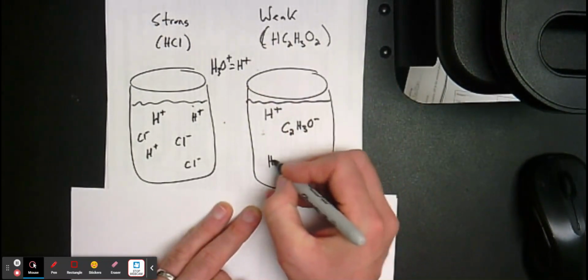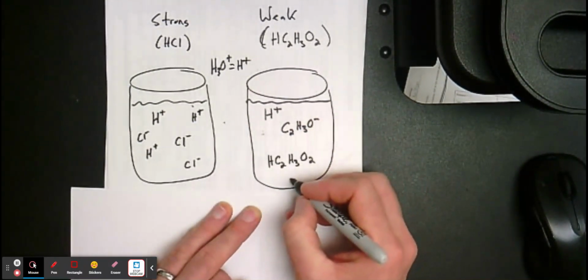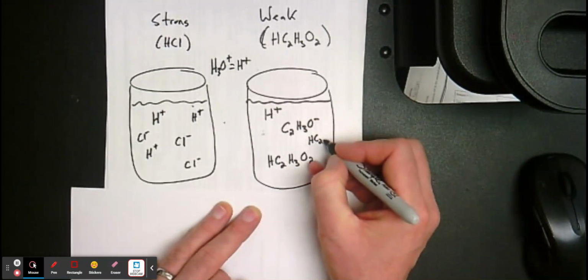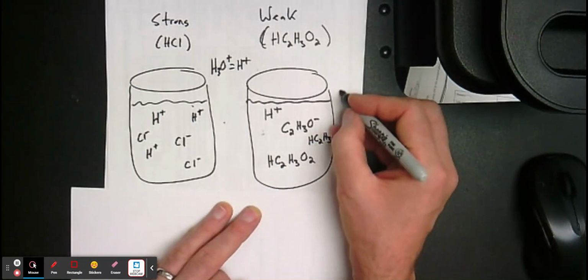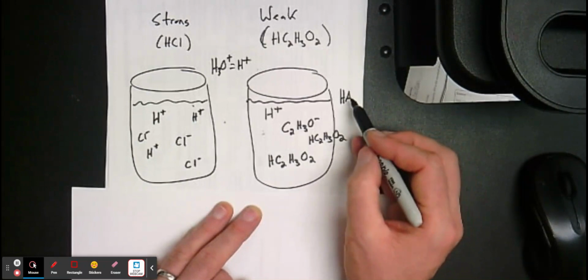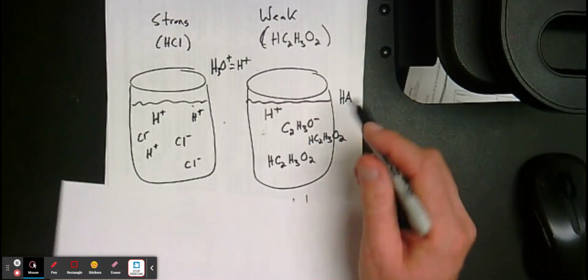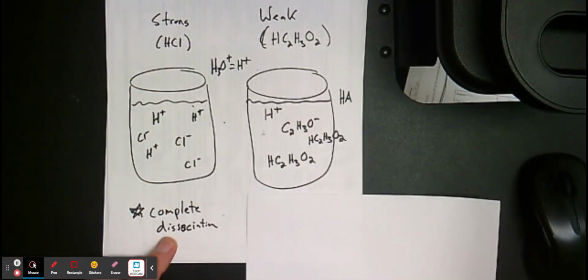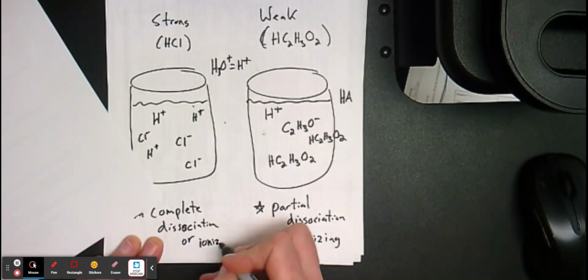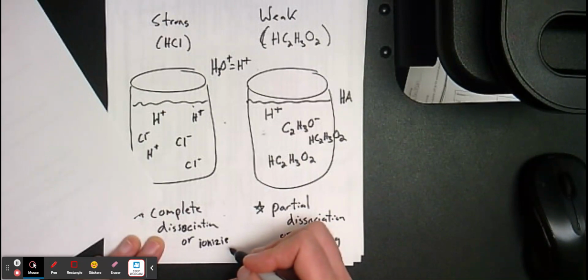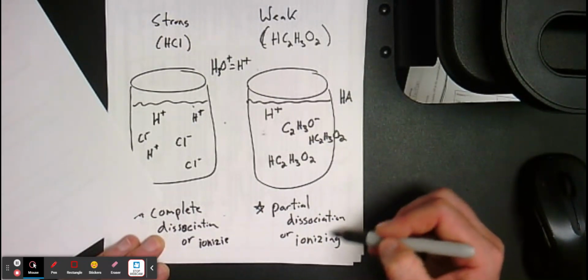The other two will not dissociate. They will stick together. Sometimes the molecules are written like HA, just to simplify, where A is the anion, or the conjugate base of your acid. So strong acids completely dissociate, complete dissociation or ionization, whereas weak acids have partial dissociation or ionizing.